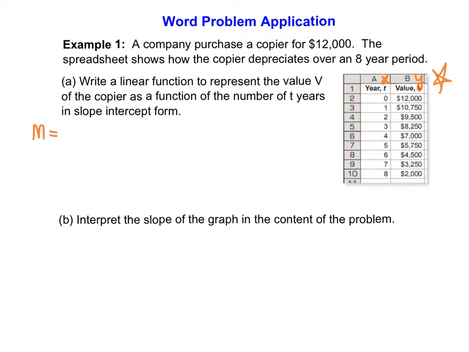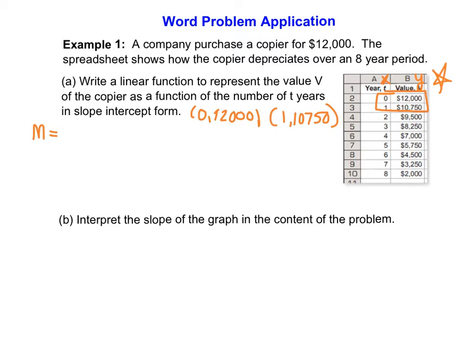And to do so, we need to pick some points and we need to identify what our slope is. Now it doesn't matter which points you pick to identify your slope. I'm just going to pick these two here. So I'm using the points 0, 12,000 and the point 1, 10,750. So I'm going to calculate the slope of this line by utilizing the points in the table. And again, you can pick any pair of points that you would like.